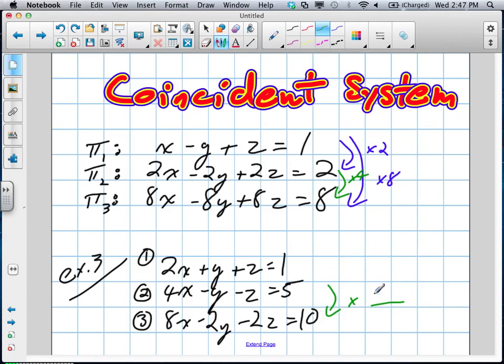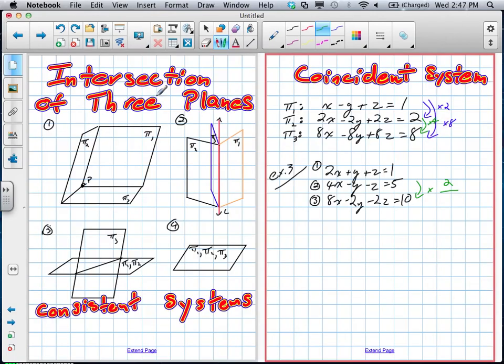Yes, this one is a scalar multiple of the other. I multiply by 2. So what we're looking at, when we jump back to our cases here, is 2 of them being scalar multiples, in other words, being coincident planes, and one of them not being. We're talking about the third case now.